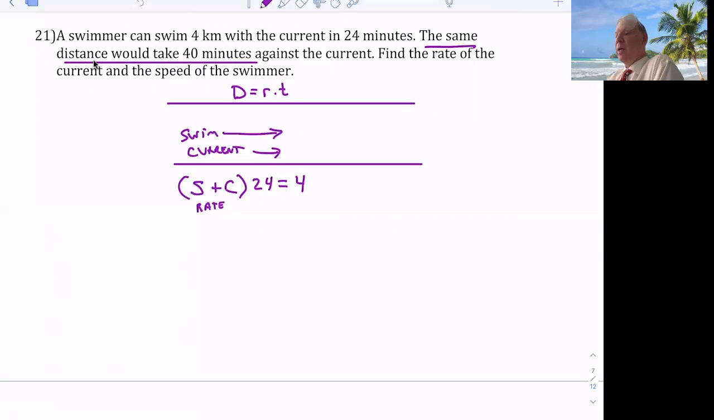S minus C. So against the current would be S minus C, and then I would multiply that by what? 40, and that would equal what? 4 kilometers. Nice work. All right, now I'm going to ask you to understand this, please.